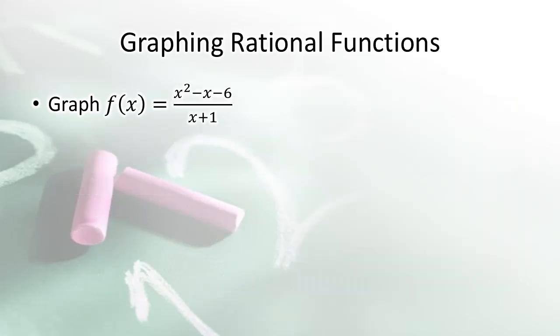Let's try another one. Let's do x squared minus x minus 6 over x plus 1. This time I'm going to start out with my vertical asymptote and then my horizontal asymptote. So go ahead and pause the video, get those two pieces, and then come back.